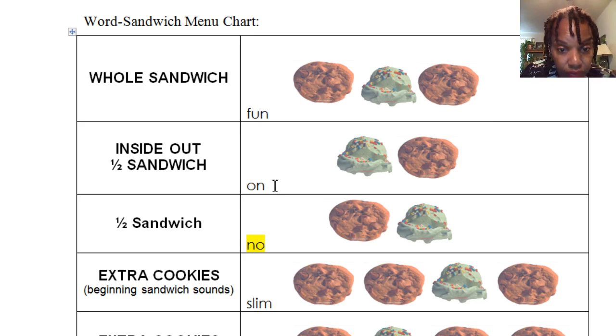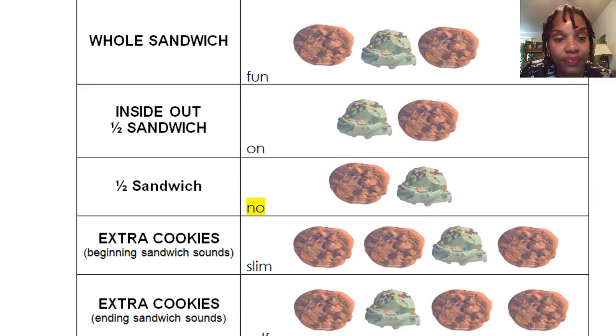Now, this word, on, would be a half sandwich. We're going to call this an inside out sandwich. The reason being is you have an ice cream sound, but you only have one cookie sound. So what's missing? One of the cookies is missing. So this is a half sandwich, kind of like an inside out sandwich.